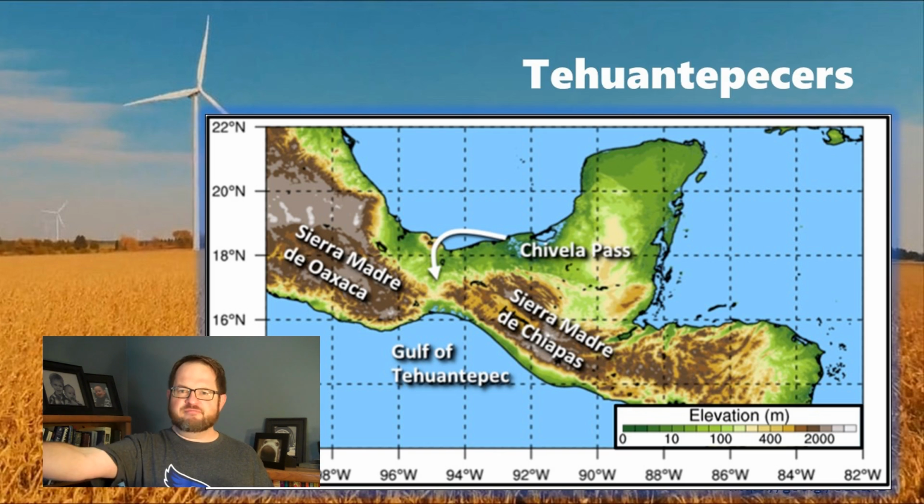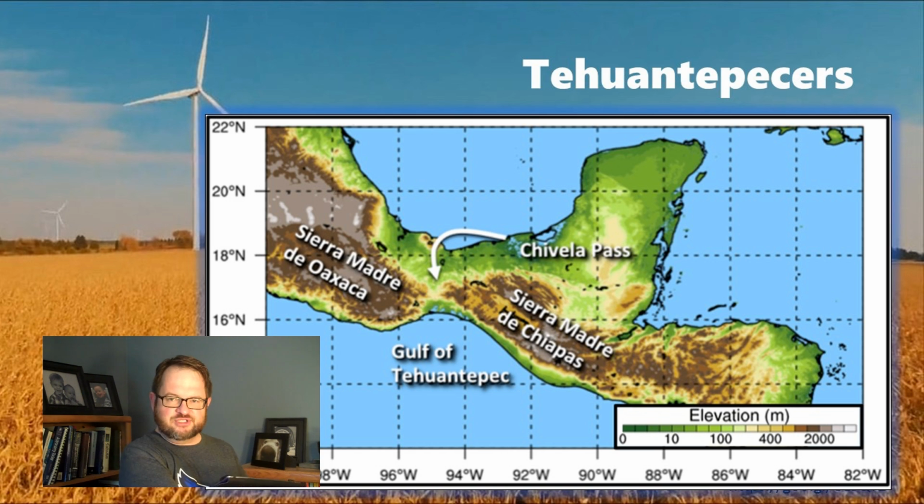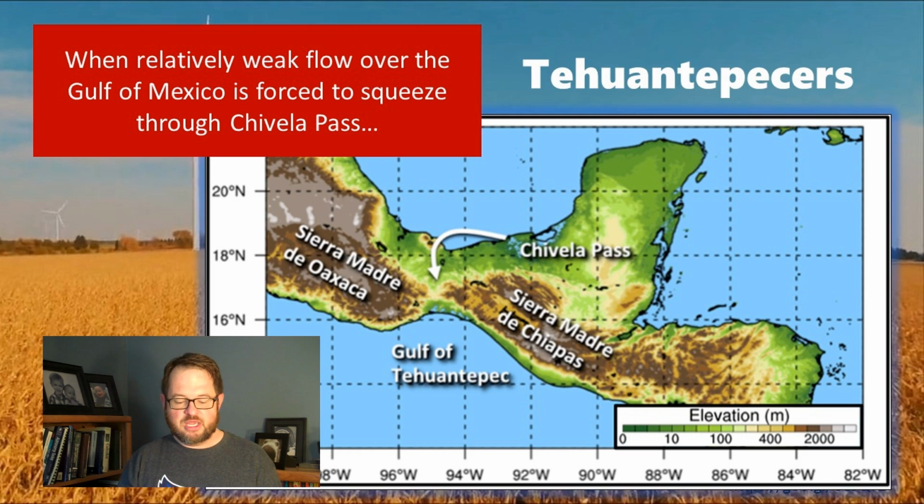So you have this wall of mountains to one side, and you have this wall of mountains to the other side, and this relatively narrow pass between the two of them, a brilliant case study of a place where you can do gap winds. Anytime there's relatively weak flow over that Gulf of Mexico, and it's being forced to squeeze through that relatively narrow gap through Chivela Pass, you're going to get an amazing phenomenon well described by the gap wind equation.